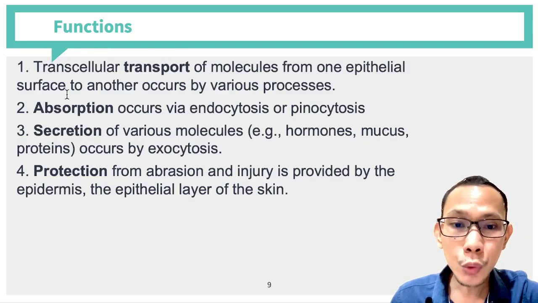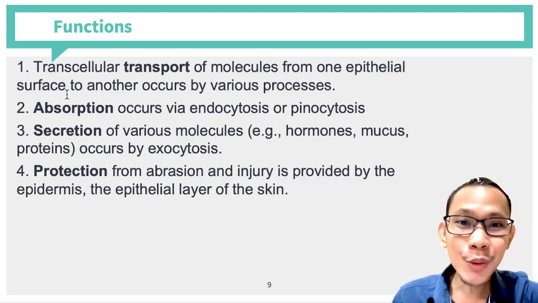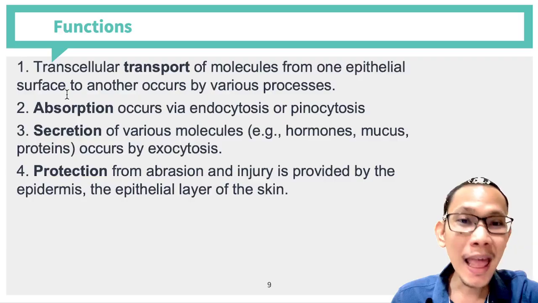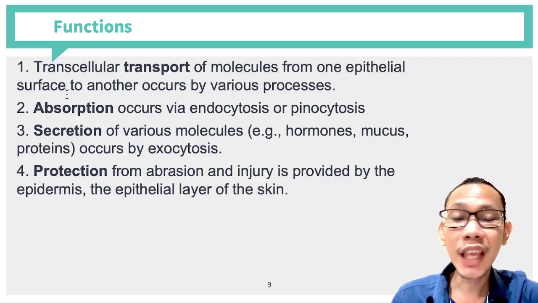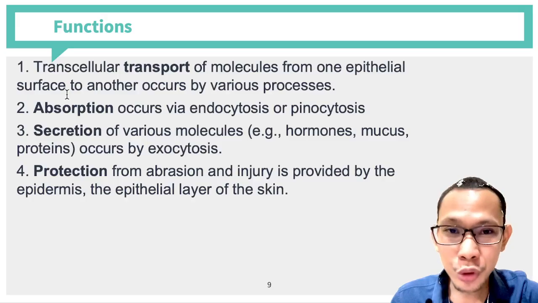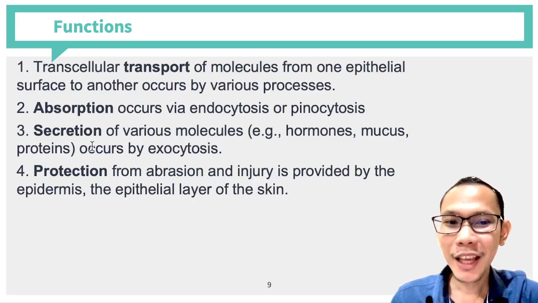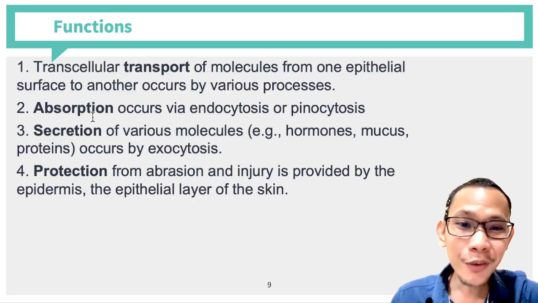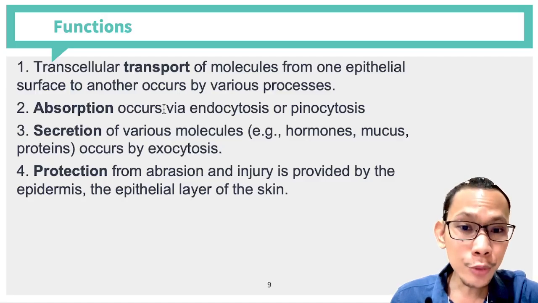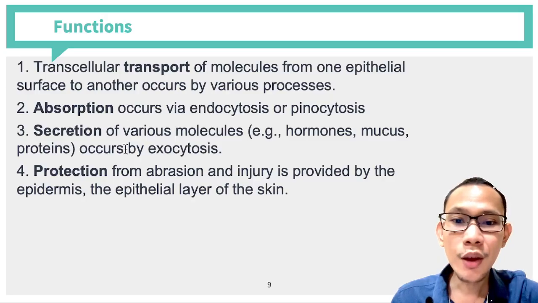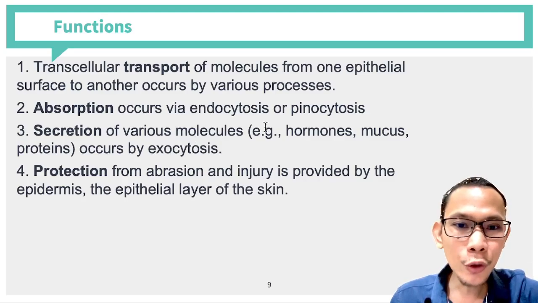Next, absorption occurs via endocytosis and pinocytosis. Later on, you will also see that some of this epithelium will have a specialized surface modification. These surface modifications are very essential for the absorption of the different nutrients needed by the body. So you will learn that later also. And the secretion of your hormones and your mucus is via exocytosis. Again, for absorption, endocytosis, pinocytosis. For secretion, it's via exocytosis. Exo means outside. Endo means going inside.